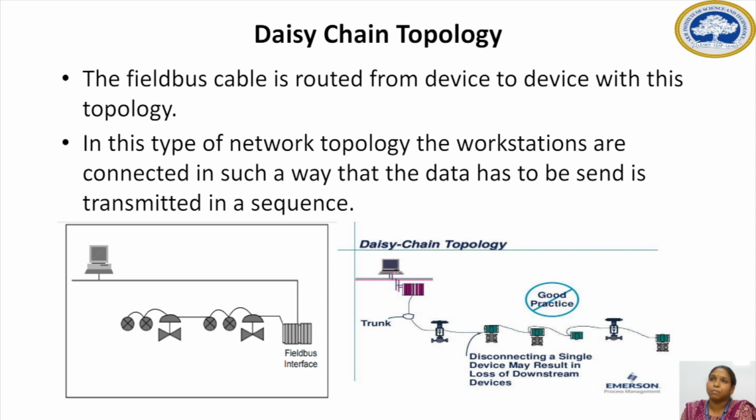Chain topology, or it can be called a daisy chain. The field bus cable is routed from device to device with this topology. In this type of network topology, the workstations are connected in such a way that the data is transmitted in a sequential manner.